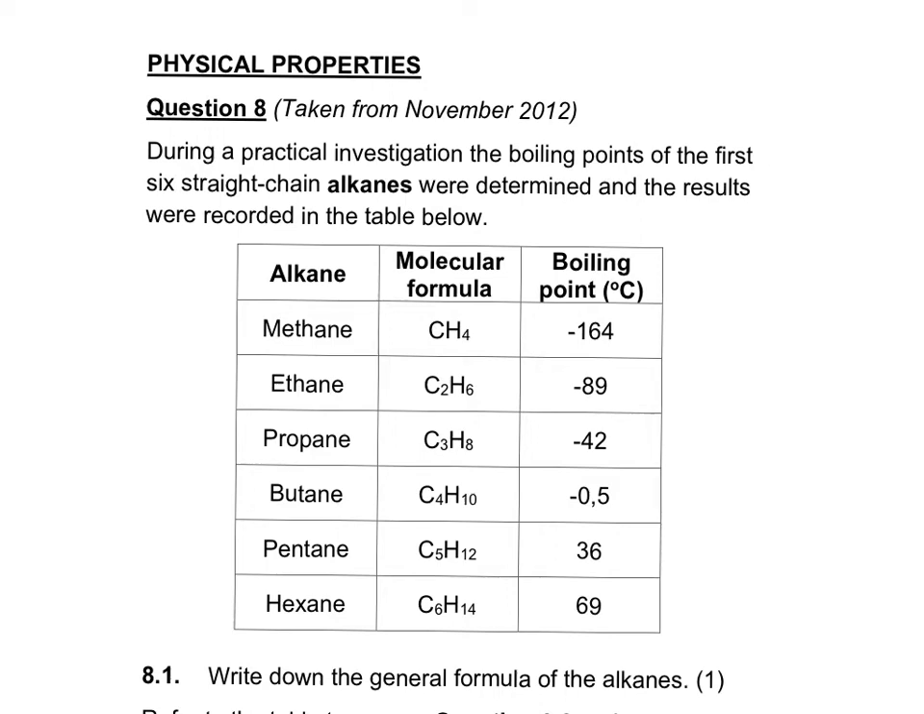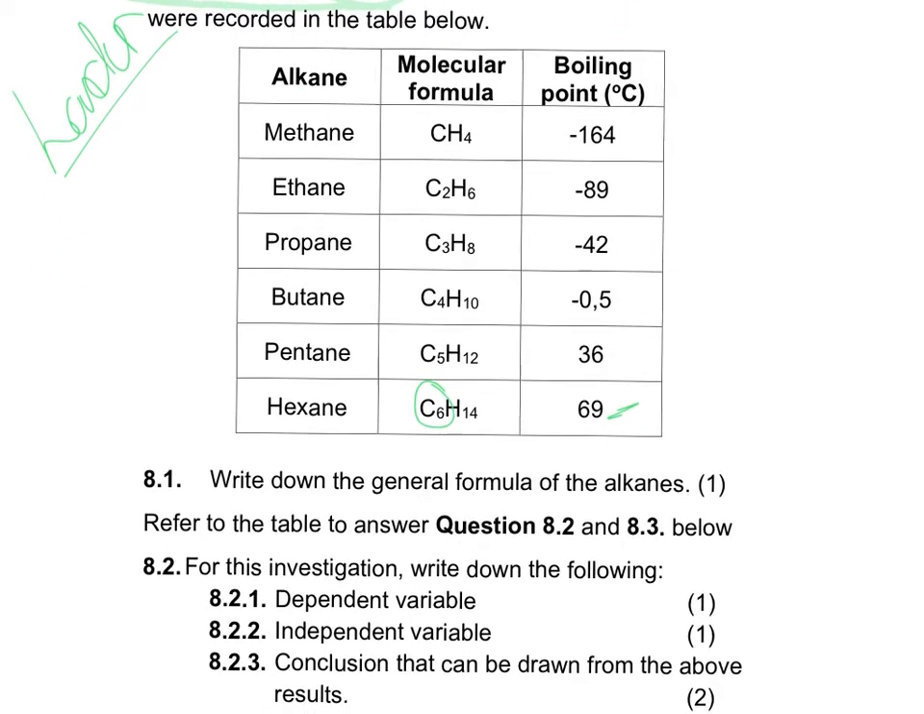All right, let's look at question 8 of the physical properties worksheet. Straightforward question. During a practical investigation, the boiling points of the first 6 straight chain alkanes were determined. Because it's only alkanes, we don't need to worry about functional groups. They all have the same type of intermolecular forces, which are London forces. If we look at the graph, as the number of carbons increases, the boiling point increases.